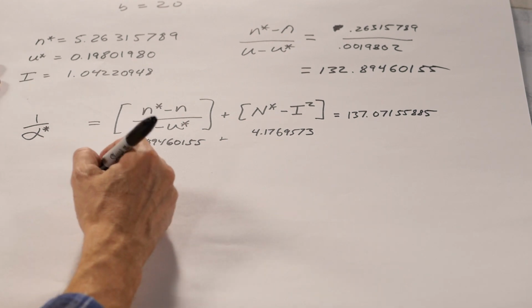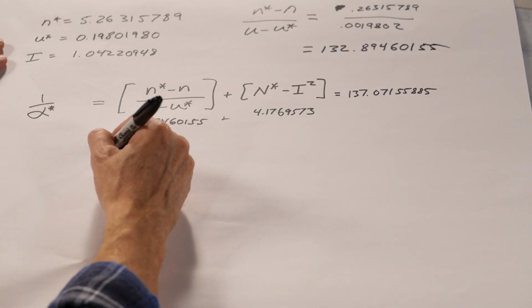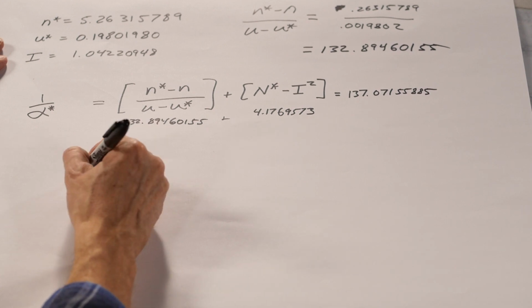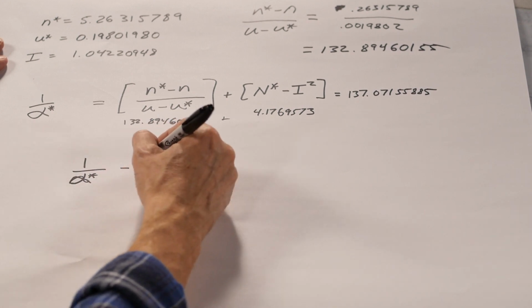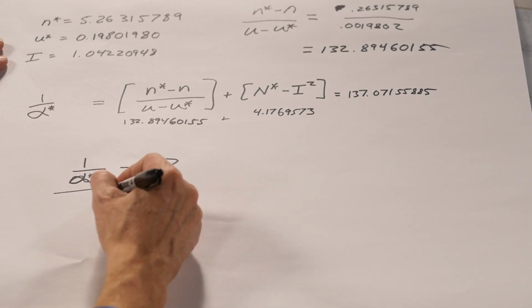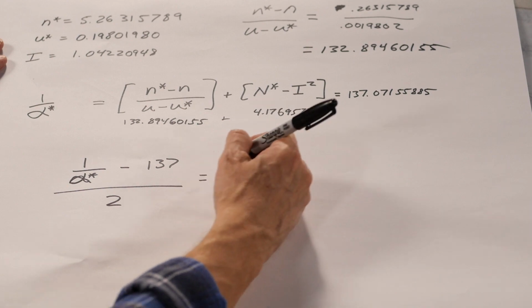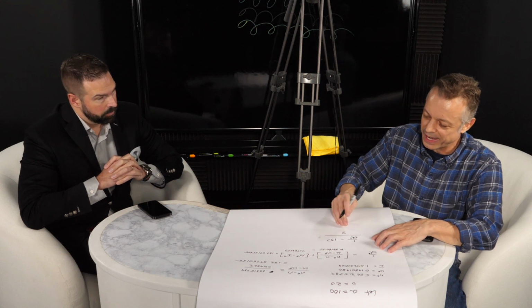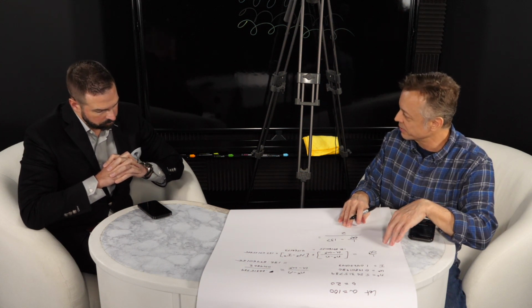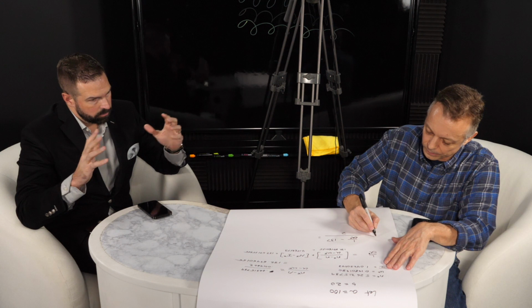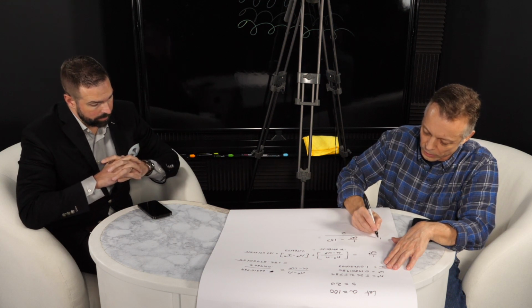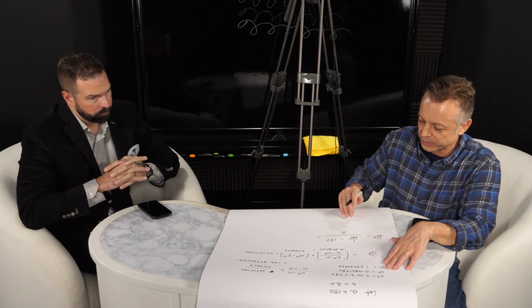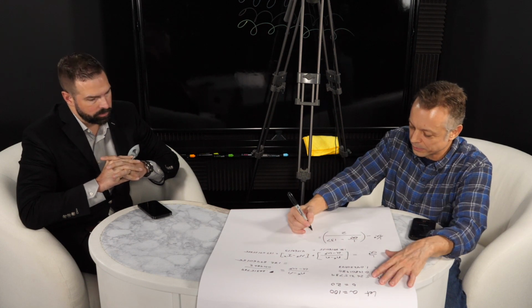So we're going to take 1 over alpha star, and we're going to subtract from it 137, and divide that whole quantity by 2. And what do I get? 137.035. Oh, wait. No, that's if I add. I subtract this. So you have alpha minus... Yep. It's 1 over alpha star minus 1 over alpha minus 137, divided by 2. That's correct.